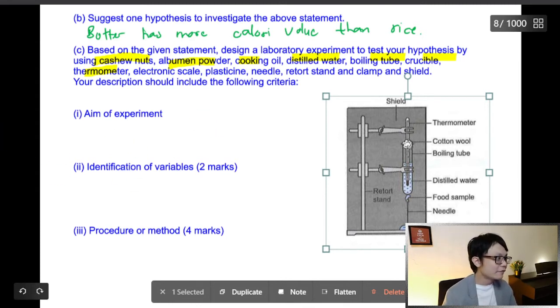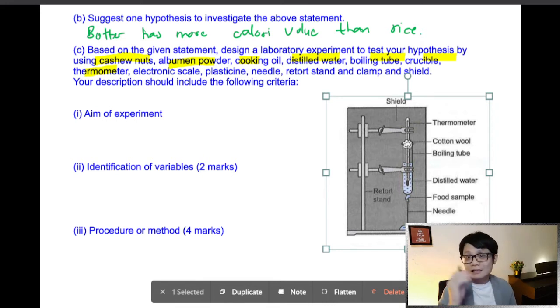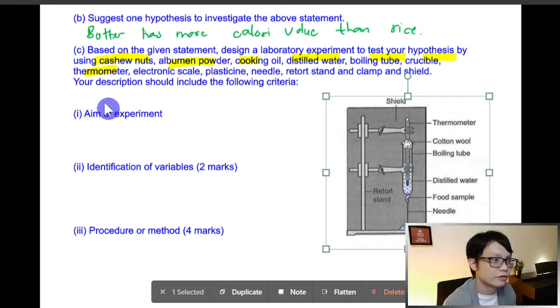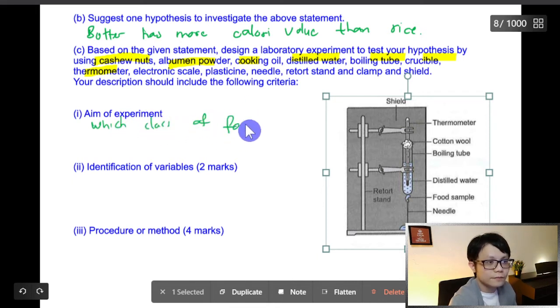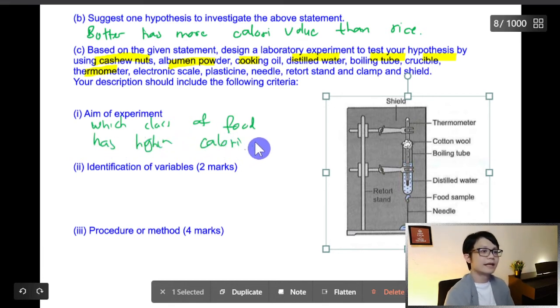Okay, so the aim of the experiment. What is the aim of the experiment? Which class of food has the higher calorie? I think this is very straightforward. Which class of food has higher calories? Okay, this makes sense.